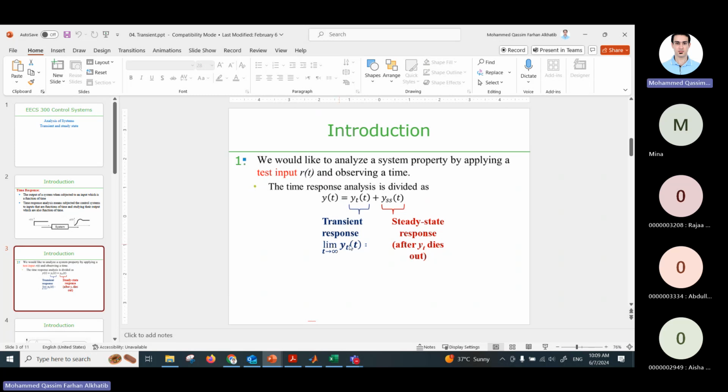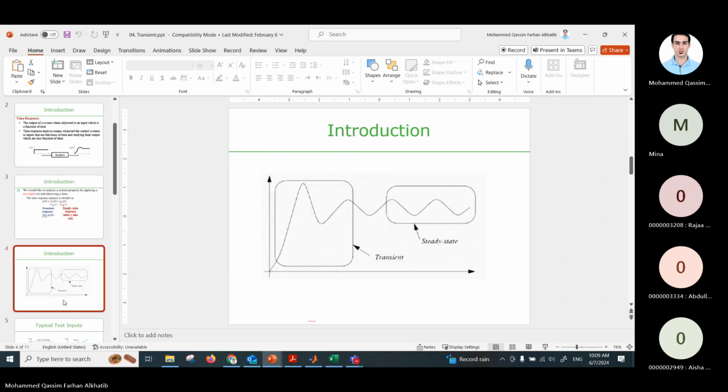So that's, as I mentioned, the transient response, and we have the steady state response after the transient dies out. All right, so usually the behavior of a system is something like this. So we have this transient state and we have the steady state. Steady state means that the system will be bounded within a certain region. In this case, it's an example of a stable system.